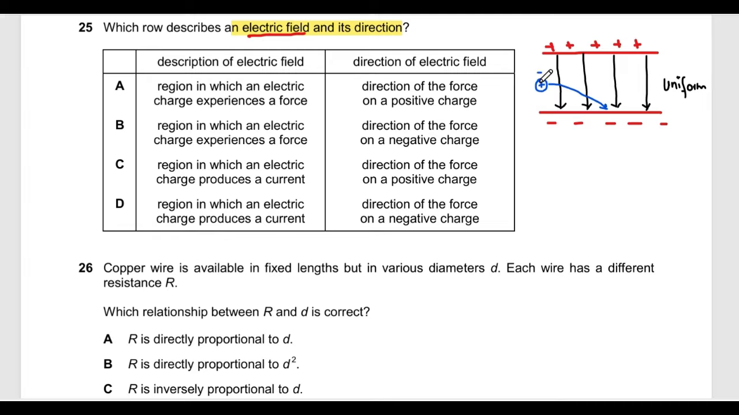And if we have a negative charge, it would be attracted towards a positive plate. That means that electric field has the same direction as the direction of force experienced by a positive charge. So the direction of electric field is the direction of force on a positive charge, option A.